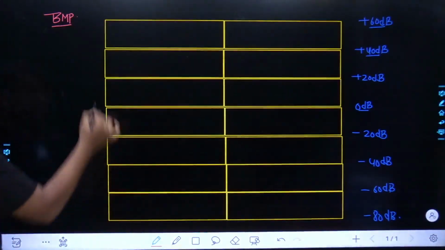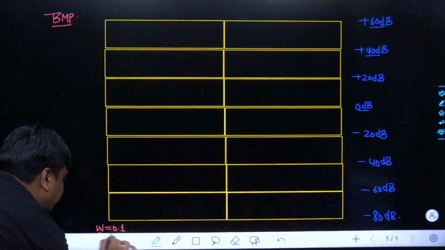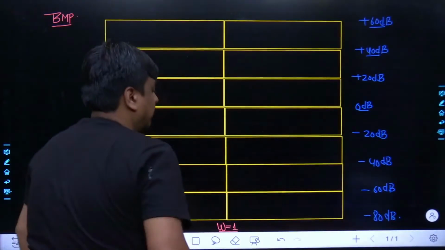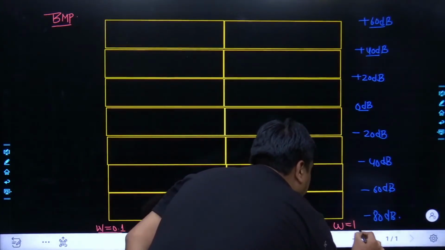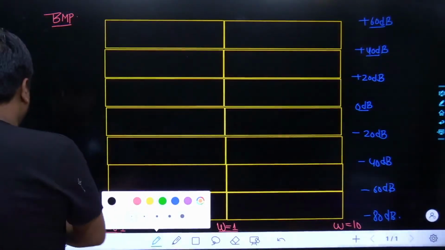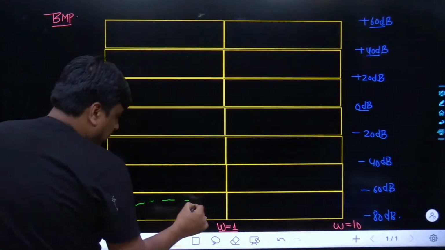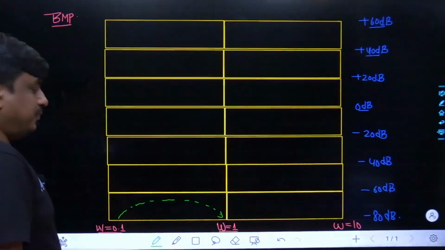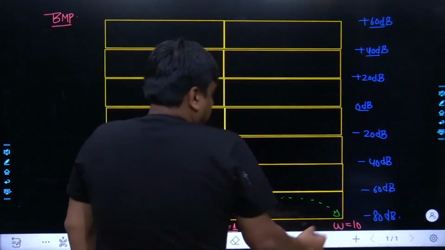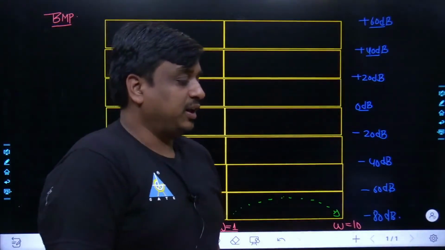And let's take this vertical line, which has omega equal to 0.1 radian per second, and this vertical line has omega equal to 1 radian per second, and here omega equal to 10 radian per second. Here you can see omega jumped from 0.1 to 1, which means there was a travel of 1 decade. Similarly, as omega jumped from 1 to 10, again there was a jump of 1 decade.